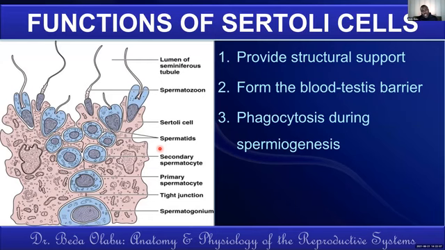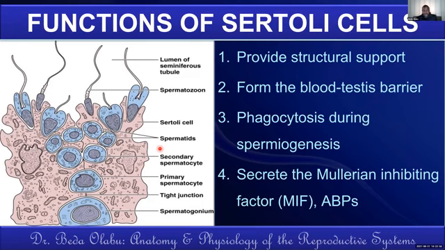Sertoli cells usually engulf excess cytoplasmic material from sperms during the process of spermiogenesis. Remember, the process of spermiogenesis is the process of cytodifferentiation, when a lot of changes in the cytoplasm occur so that the spermatids become spermatozoa.